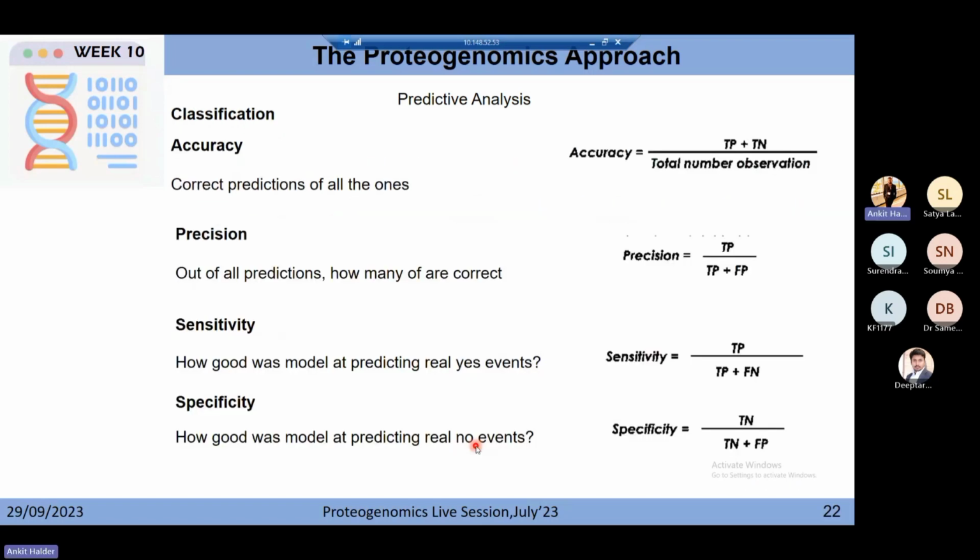Now, once our model has been developed and generated, we need to go through certain definitions to understand how robust our models are. So in the case of, if I just bring in terms of biomarker discoveries.